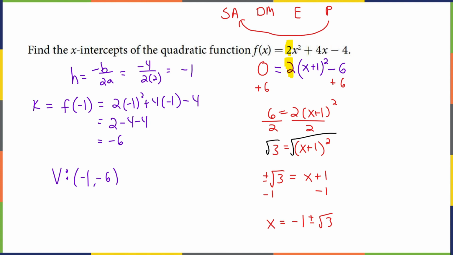Okay, so our x-intercepts, remember, our points are going to be negative 1 plus root 3, 0, and negative 1 minus root 3, 0. Because they are two separate points, you cannot write plus or minus in one single point. You must write it as two separate points as your final answer.